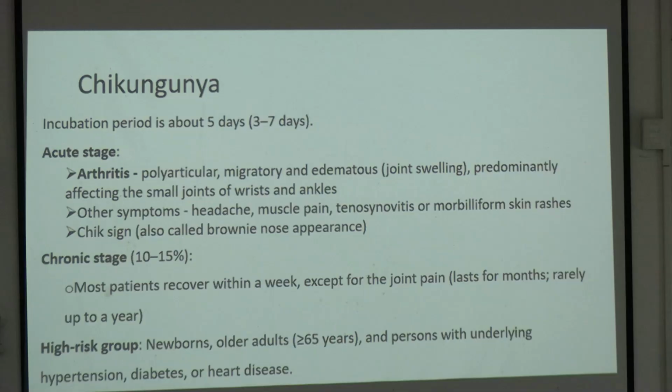So the presentation can be either in the acute or a chronic stage. In the acute stage, the patient presents with arthritis along with maculopapular rashes. In the chronic stage, the patient may recover, however, the joint pain remains.